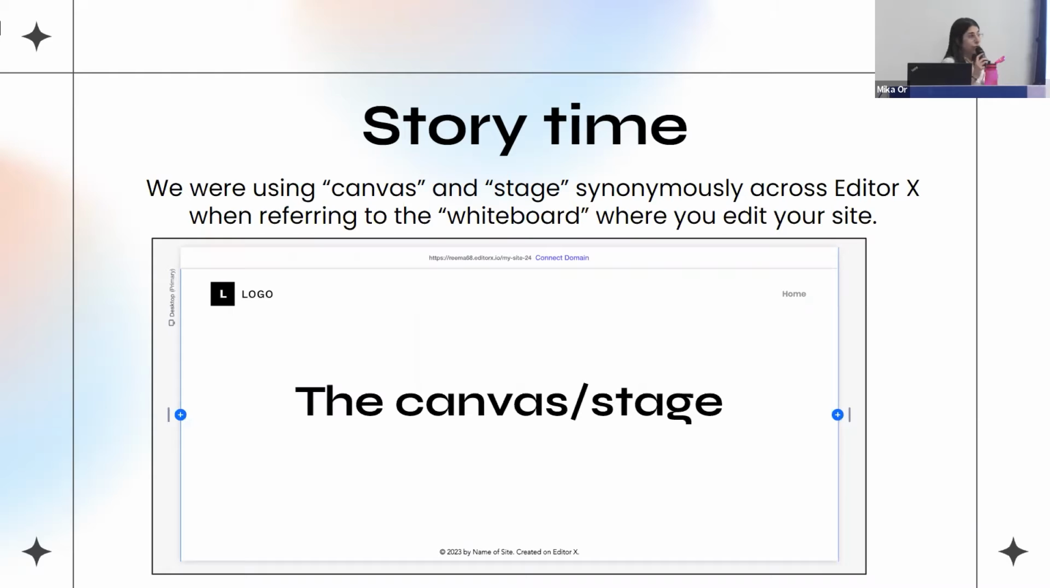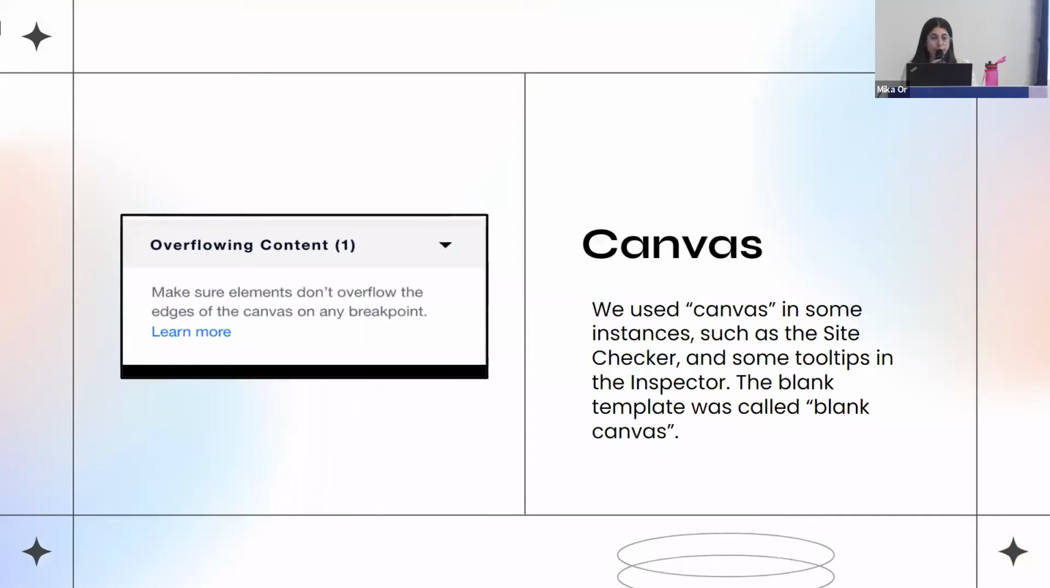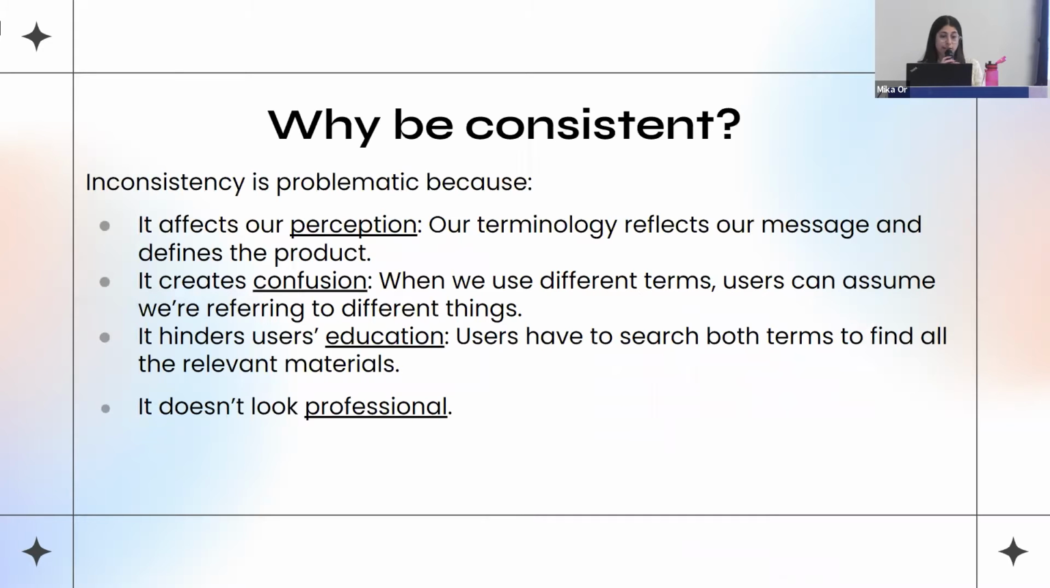When we were working on a new feature that lets you customize your grid on the whiteboard, we realized that we were referring to this area of the builder using two terms, canvas and stage. For example, we were using stage in major panels, such as interactions, our keyboard shortcuts, and more. Well, we were using canvas in some instances, such as the site checker, some tooltips, and also the blank template. And this is obviously a problem of consistency.